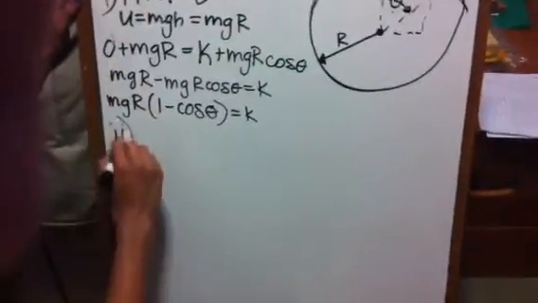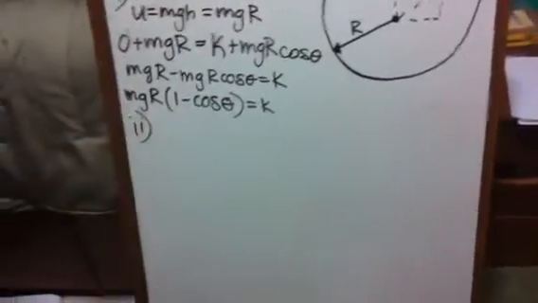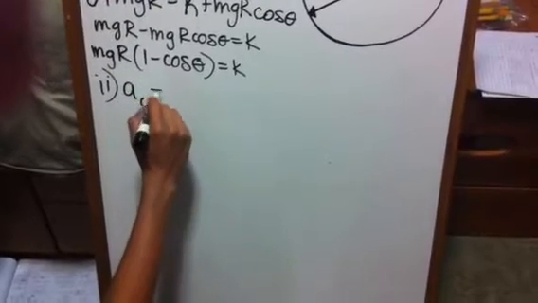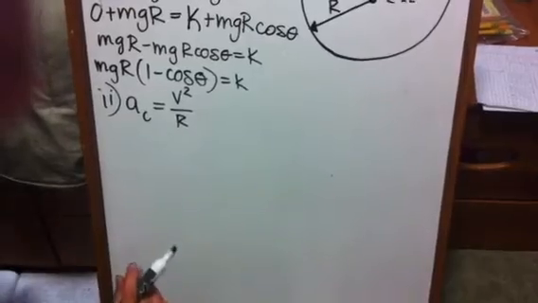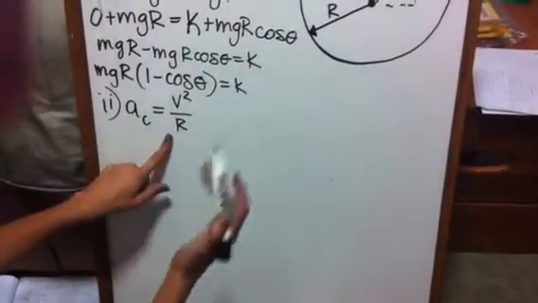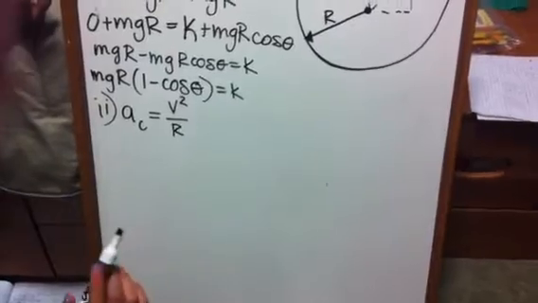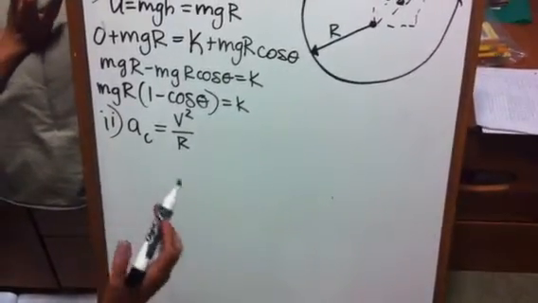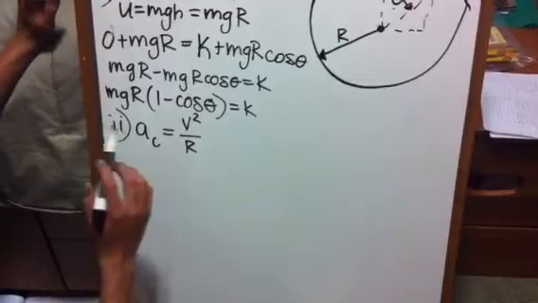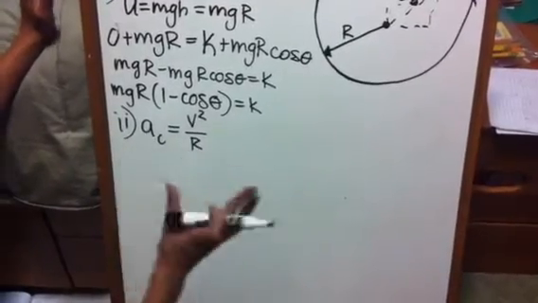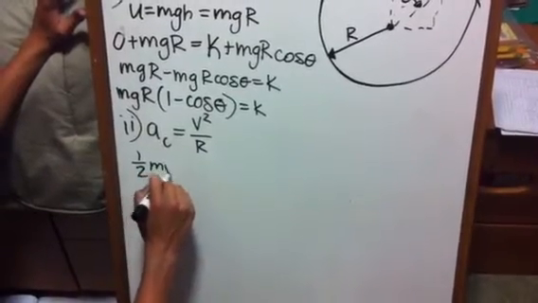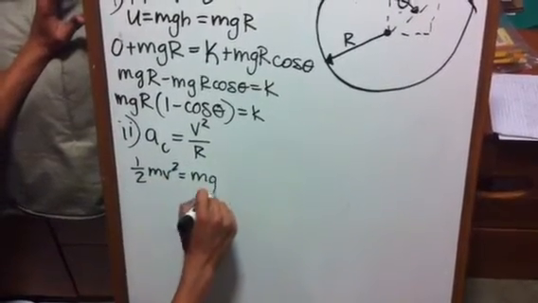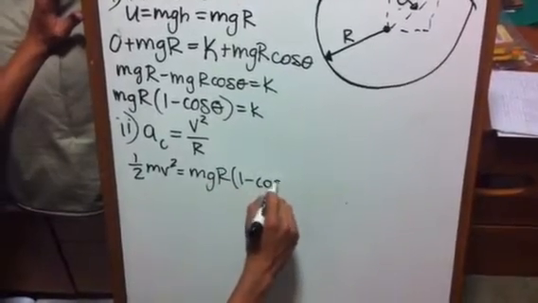Then part 2 of A. You need to find the centripetal acceleration of the mass. We know the equation for centripetal acceleration is v squared over r. In this case, r is as it's written, and then we know that the kinetic energy of the object, since energy is conserved, final minus initial, so we have 1/2 mv squared equals mgr times 1 minus cosine theta.